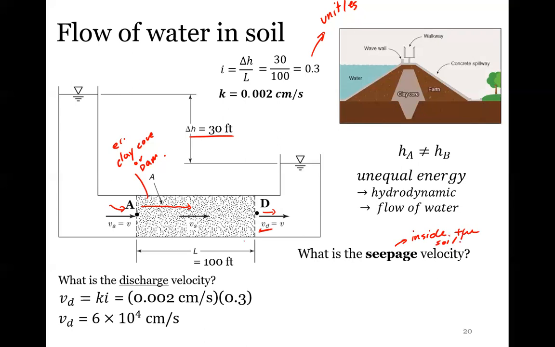To do that, we would need our porosity. You could take a sample of this, or while they're compacting and creating this clay core, they could find the void ratio. And then if we know the void ratio, we can find the porosity.